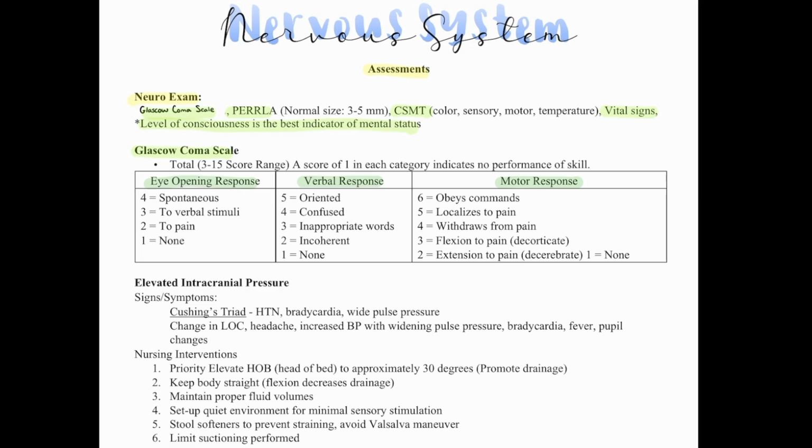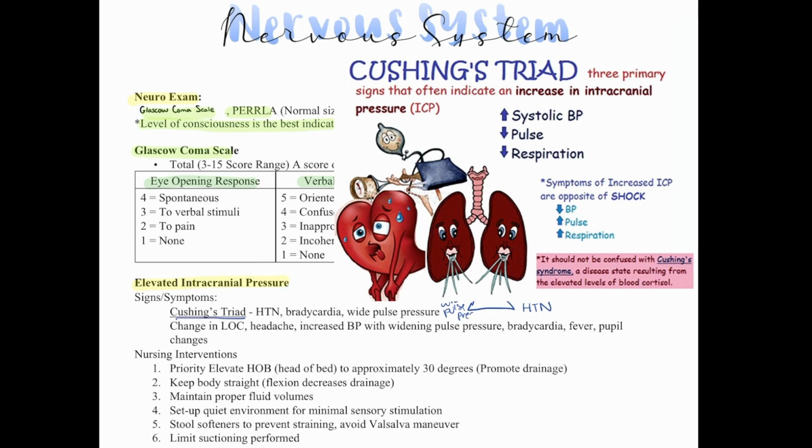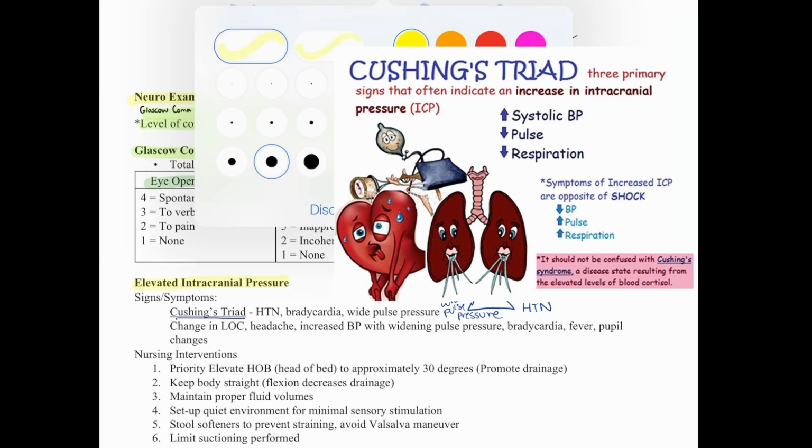Also within the nervous system, we can have elevated intracranial pressure. And what we're going to look for with this is something called Cushing's triad. So you can see that right here. Now, the 3 signs of Cushing's triad are going to be hypertension, bradycardia, and a wide pulse pressure. If patients have all 3 of these signs, this is called the Cushing's triad. And this is a sign of elevated intracranial pressure.